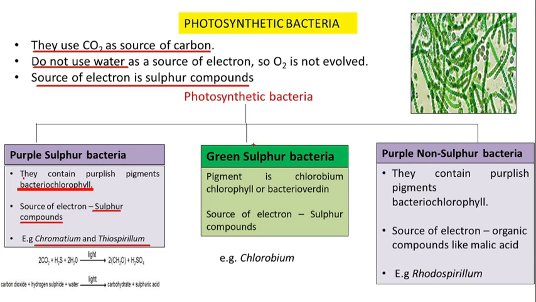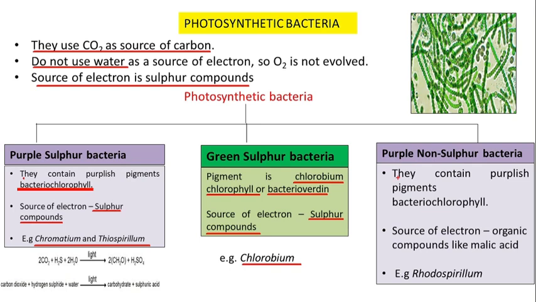The next is green sulfur bacteria. Green sulfur bacteria are green, which means they don't have bacteriochlorophyll. In fact, they have bacterioviridin or chlorobium chlorophyll as their main pigment. Here the sulfur compounds are again the source of electrons. For example, Chlorobium is a green sulfur bacteria.